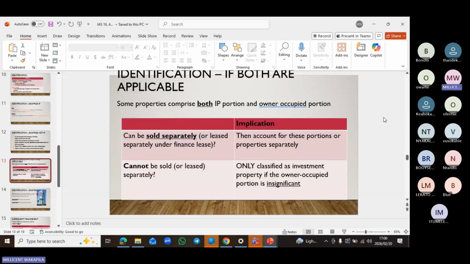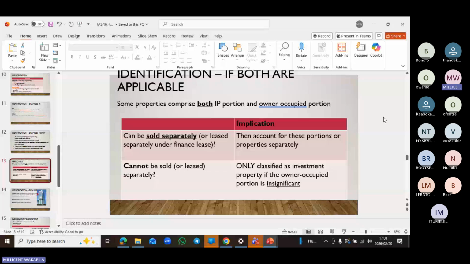Usually the question that they're going to ask you will include a property that has got both portions, for you to think and be able to apply and see if you really understand the basic principles of owner occupied property, PPE, IAS 16, as well as IAS 40 investment property. So what are you going to do? You have two conditions that you need to check.